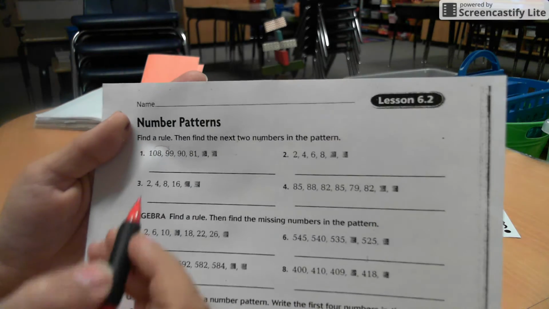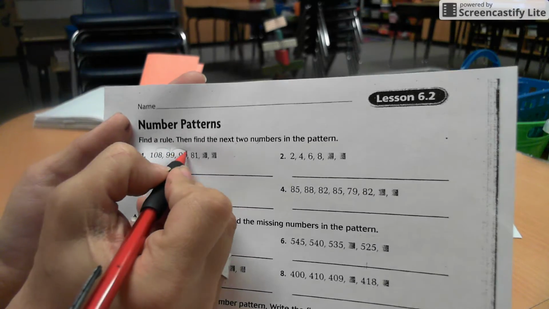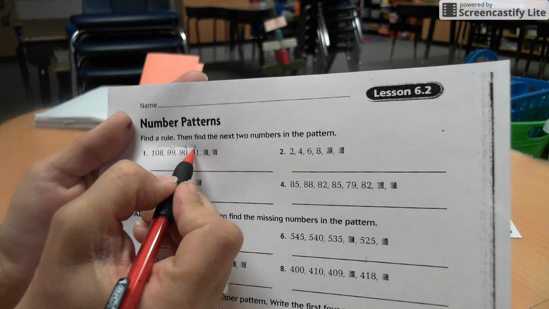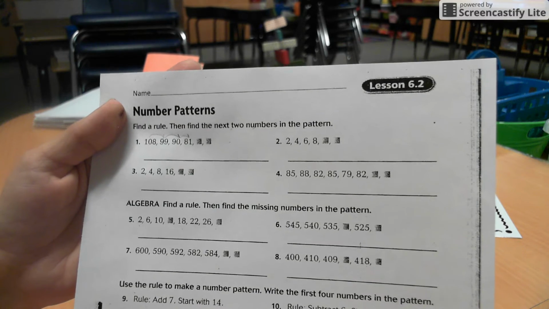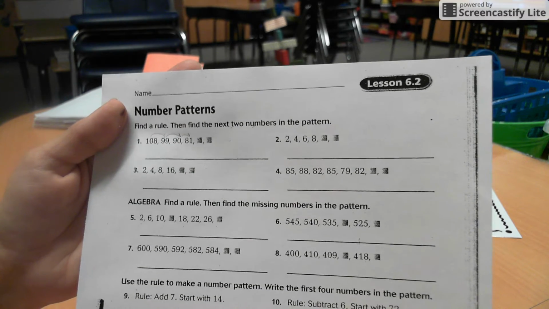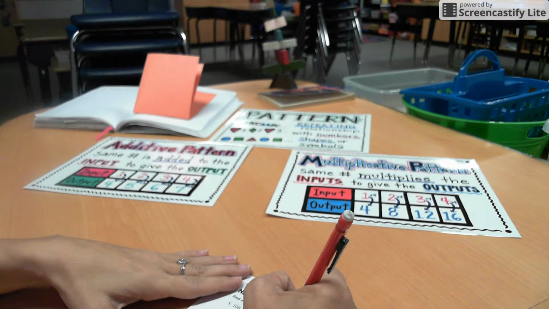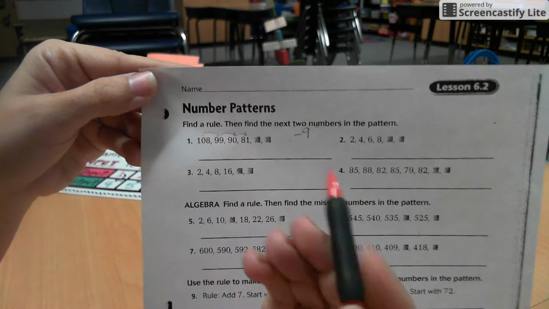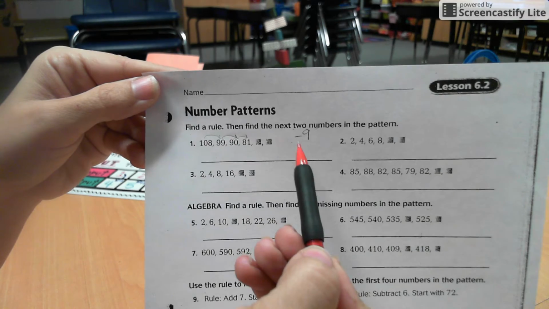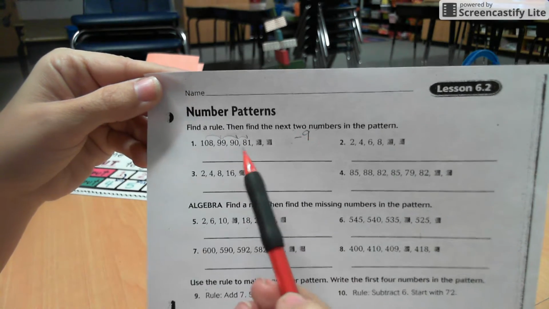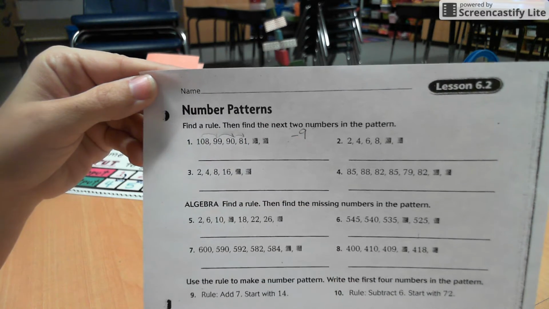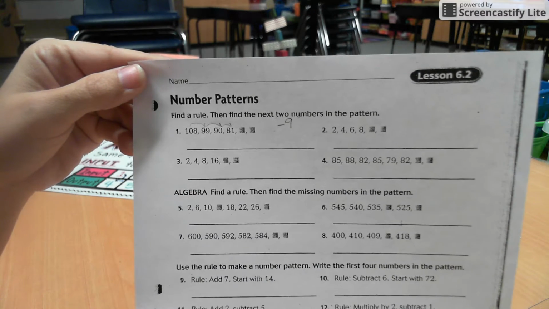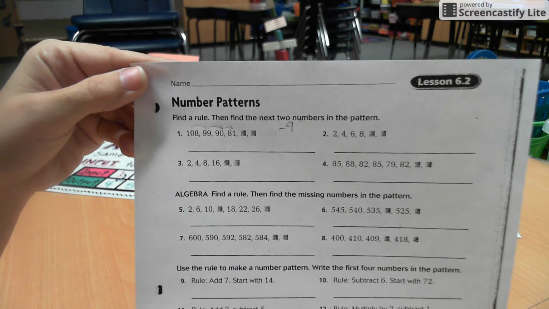So you're going to find the rules. These are going to be your patterns. What are you doing to 108 to get 99? What are you doing to 99 to get 90? What are you doing each time in your pattern? Think about it. I'm subtracting 9. So I'm just going to write that out to the side. That's my rule. I'm subtracting 9 each time.